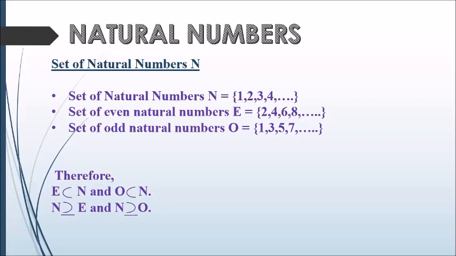When N is a bigger set and E is a smaller set, you can also say that N is a superset. Look, here I have made this sign. So N is a superset of E, and N is a superset of O.